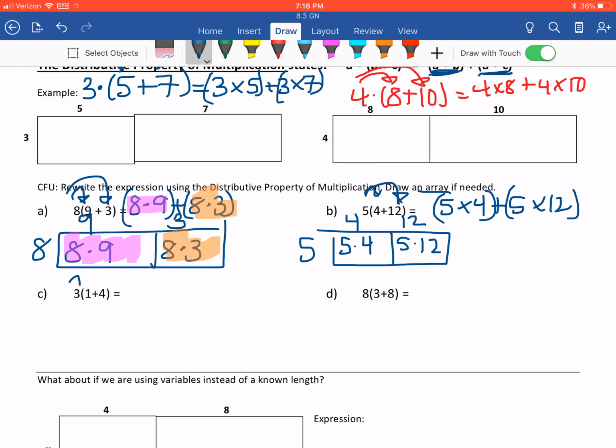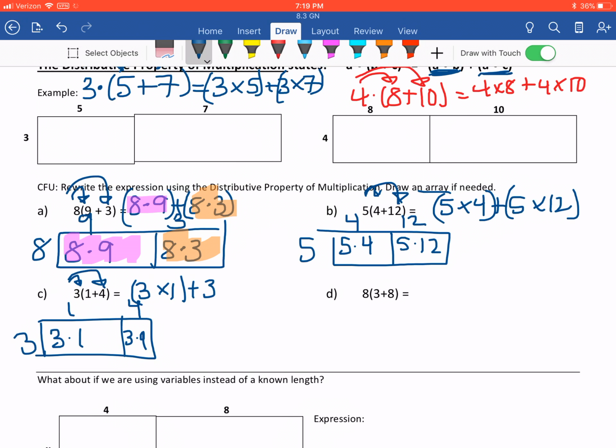The next one, going to pass the 3 to the 1, then the 3 to the 4. Draw my array. Here's 3. Here's 1 and 4. 3 times 1, 3 times 4. So 3 times 1 plus 3 times 4. And again, if I wanted to match the pieces, here's 3 times 1, 3 times 1. Here's 3 times 4, 3 times 4.